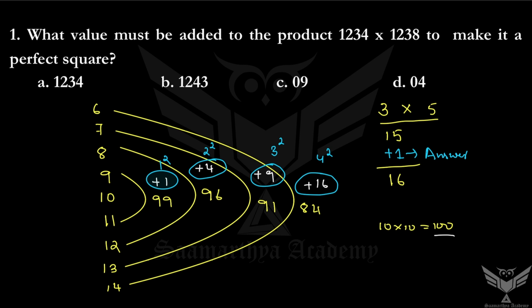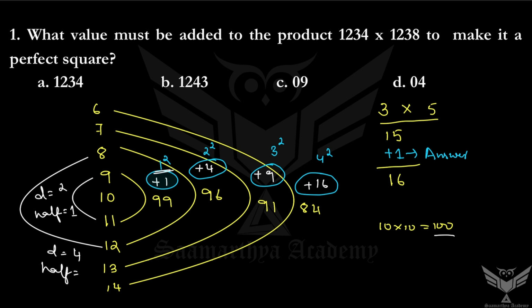If you take the numbers 11 and 9, the difference is 2. If you take half of that, it is 1. That 1 square will be added. Same way, 12 and 8. What is the difference? The difference is 4 and half of the difference is 2. The 2 square we are adding. Similarly, 13 and 7, the difference is 6, half is 3. The 3 square we are going to add, that is 9.